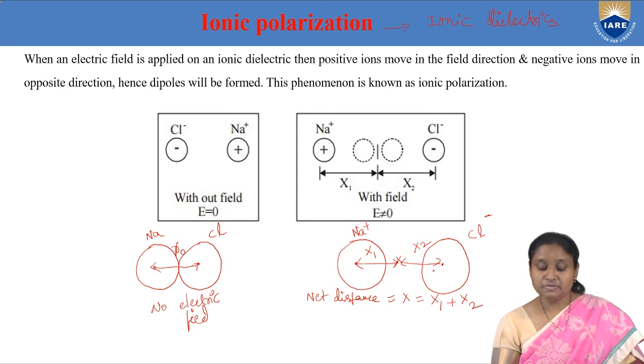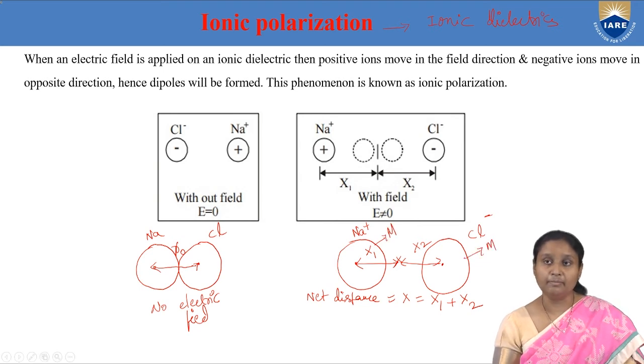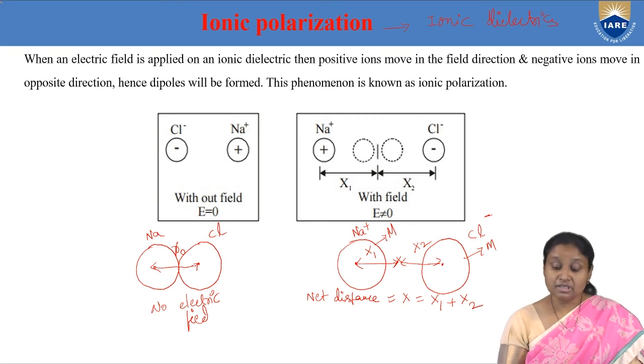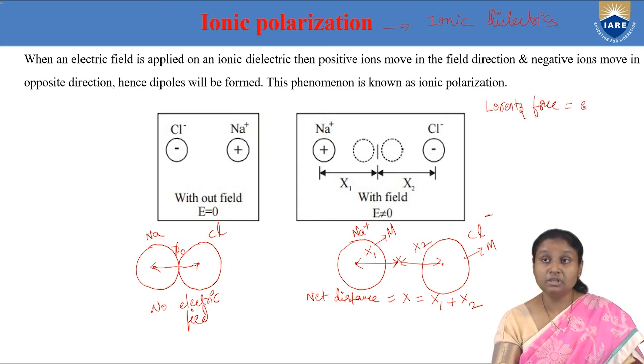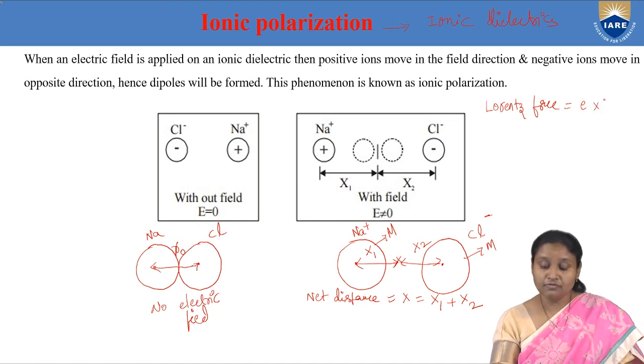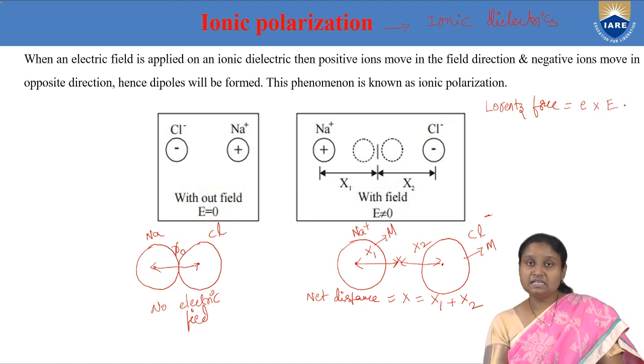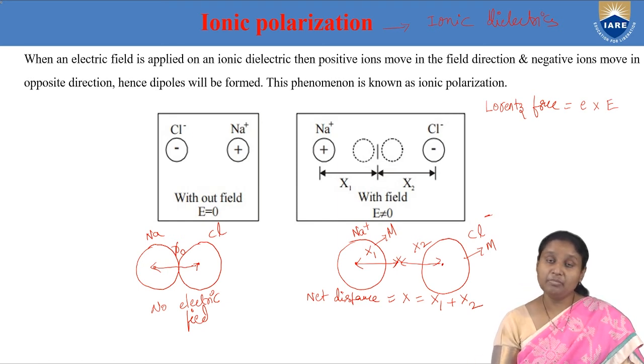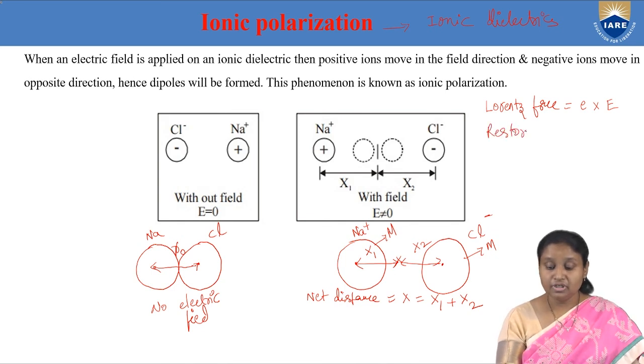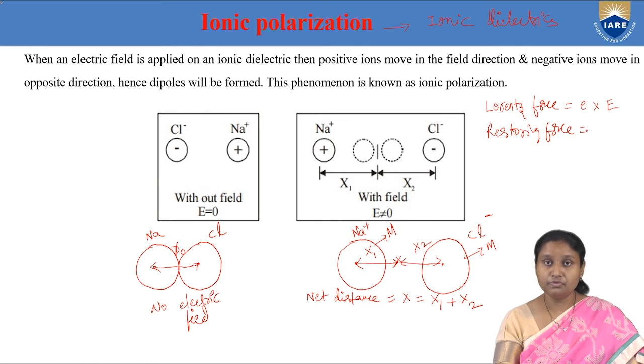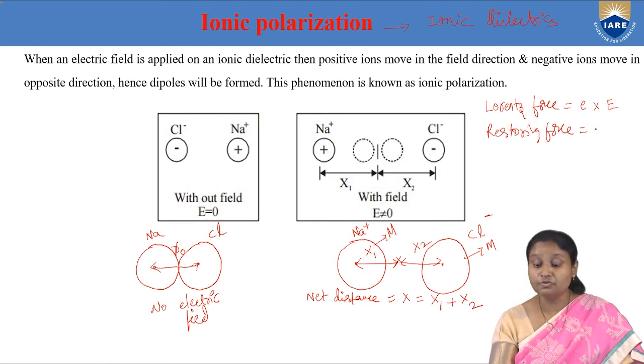Let us suppose that this positive ion has mass M, and this negative ion has mass small m. Here again we have the role of the Lorentz force, which is given as charge e into the applied electric field E. And once they are separated, there is another force which will try to bring them back to their original position. That force is called the restoring force, which is given in terms of a force constant.